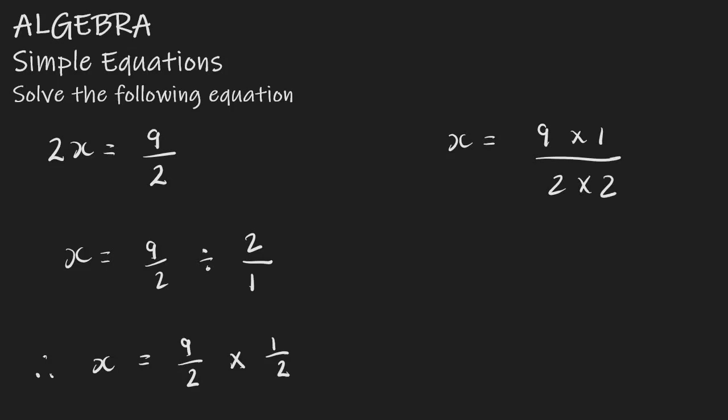At this point, I look to see if I can simplify my fraction as much as possible. 9 and 2 have no common factors. Therefore, I'm left with x is equal to 9 times 1, that is equal to 9, over 2 times 2, that is equal to 4. Therefore, x is equal to 9 over 4. We can change this improper fraction to a mixed number. x is equal to 4 into 9, that is equal to 2, with a remainder of 1 on 4. That is my answer.